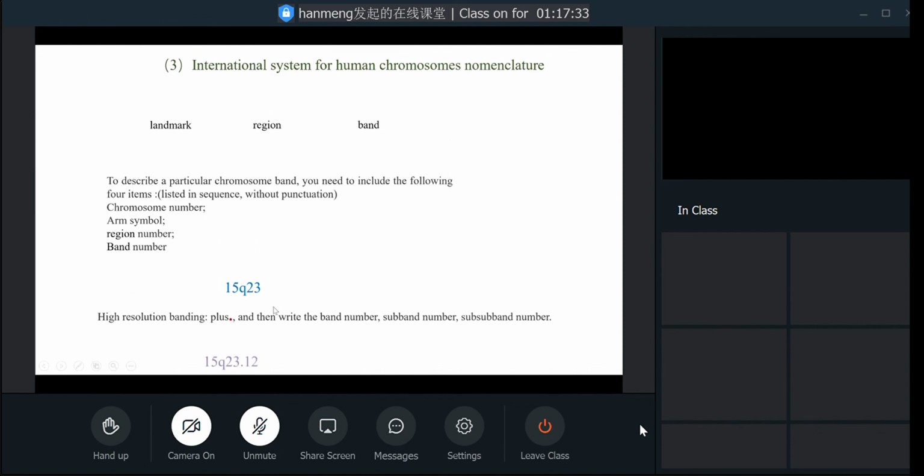For example, 15q23.12. It means chromosome 15, the long arm, region 2, band 3, and sub-band 1, sub-band 2. So here you should know how to describe a particular chromosome band.